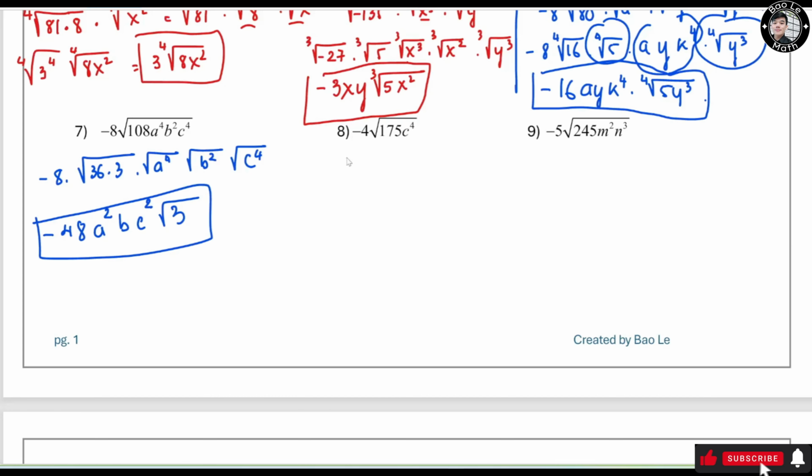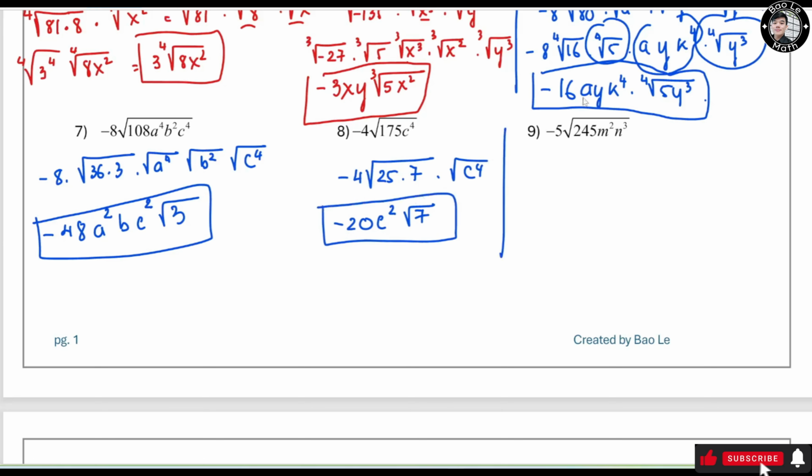Now question 8 is going to be negative 4 times square root of 175 can be written as times square root of c to the 4. Alright, square root of 25 equals 5. 5 times negative 4 is going to be negative 20, right? Square root of c to the 4 is going to be c squared, right? And you have square root of 7 left right here.